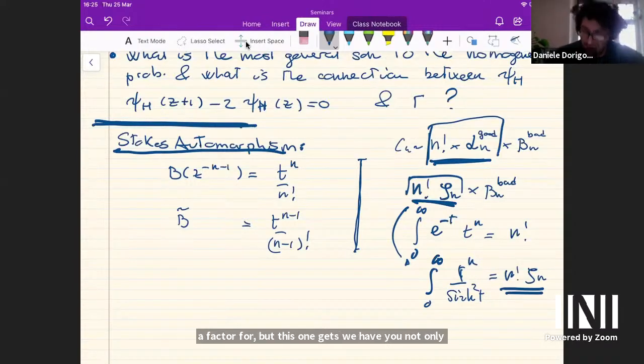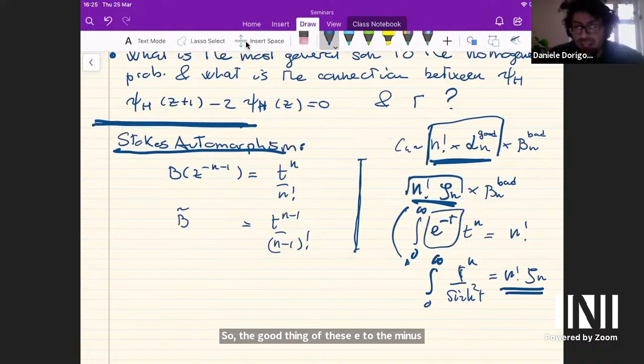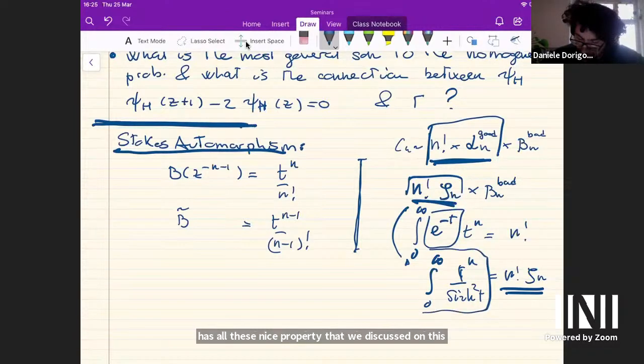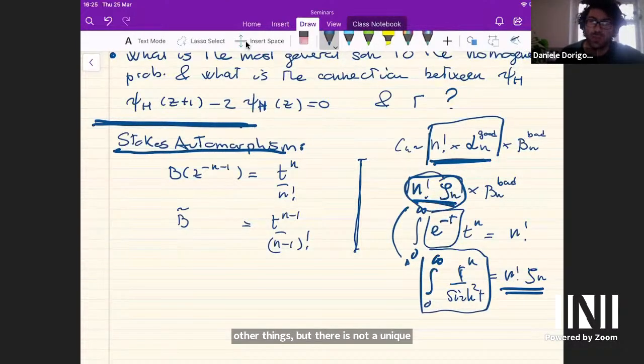So the good thing of this e to the minus t is that it has all these nice properties that we discussed. These other types of kernels are good for some things, like removing something, but they're bad for other things. But there is not a unique Borel transform. So as Andrea was saying, for this particular case, you could have defined it slightly differently to get rid of this complication. Yes, thank you.